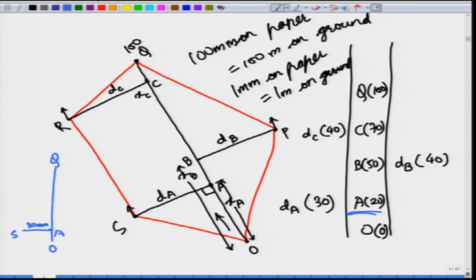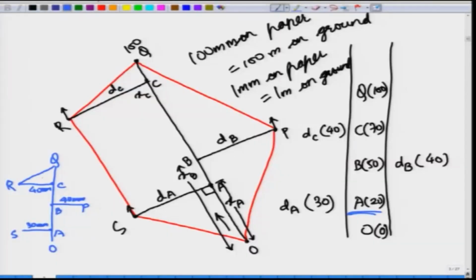Next you have the point B which is at 50 millimeters, and towards the right at 40 millimeters you have the point P. Then at 70 millimeters you have the point C, and towards the left you have 40 millimeters, and this is the point R. So, you have represented the whole area that you were surveying on a sheet of paper, and then what remains is just to join these with straight lines.